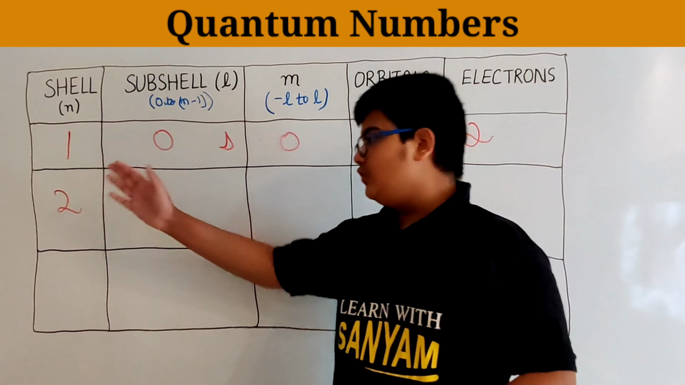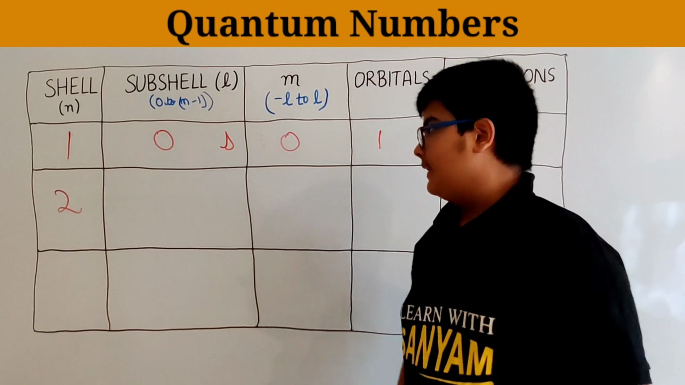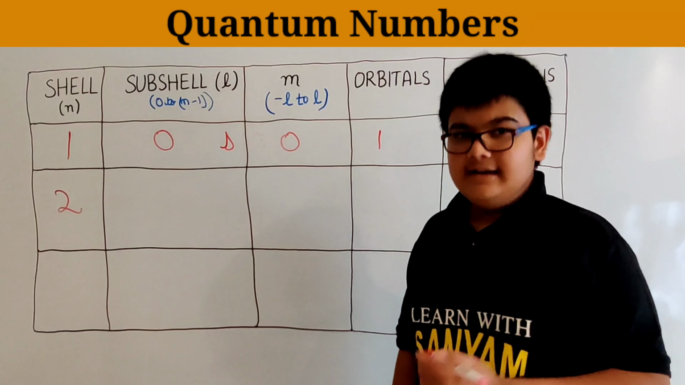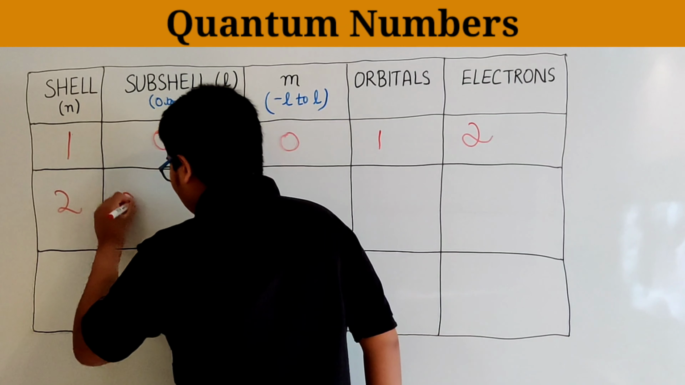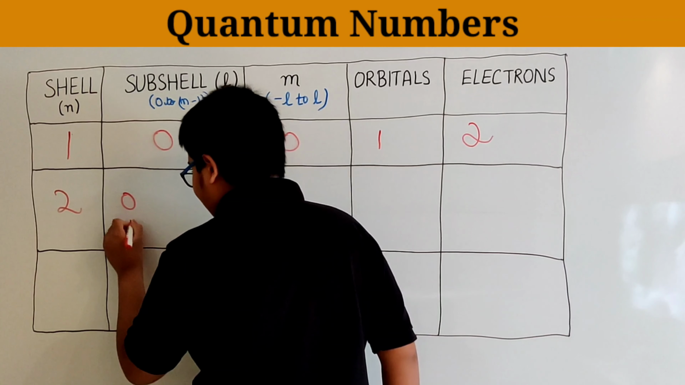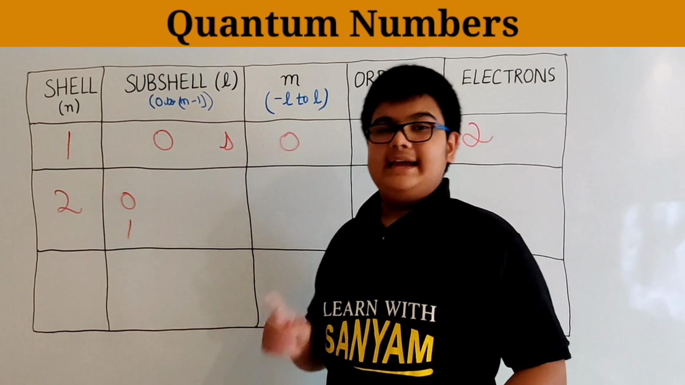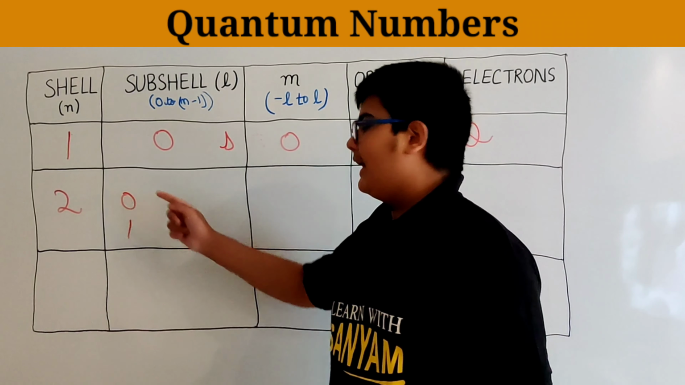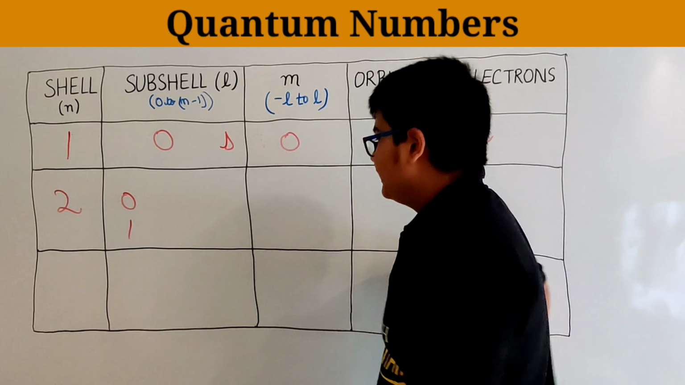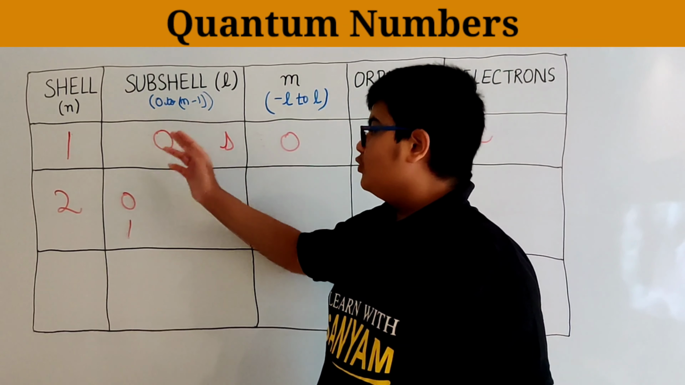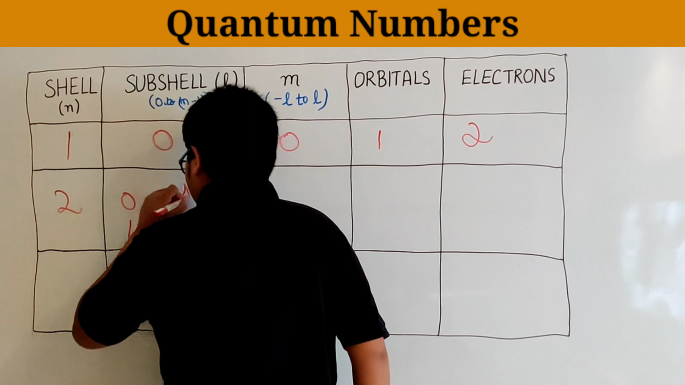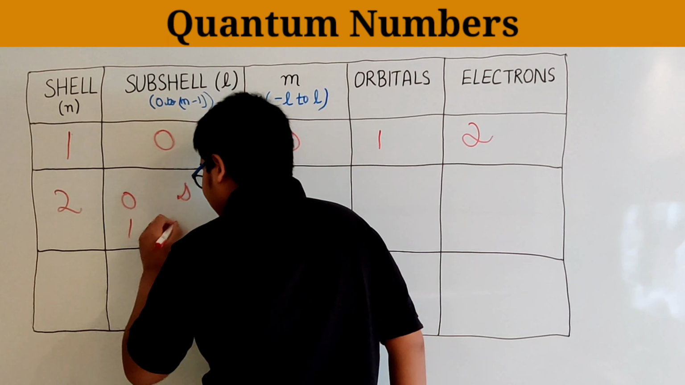Sorry, n is equal to 2. Shell number is equal to 2. So if n is equal to 2, then what will be the value of l? It will be 0 to 2 minus 1, that is 1. So 0 and 1. So this time, l will have two values, 0 and 1, because l will have all the values from 0 to n minus 1. Now as there are two values of l, we will have two subshells. We will have s subshell and p subshell.